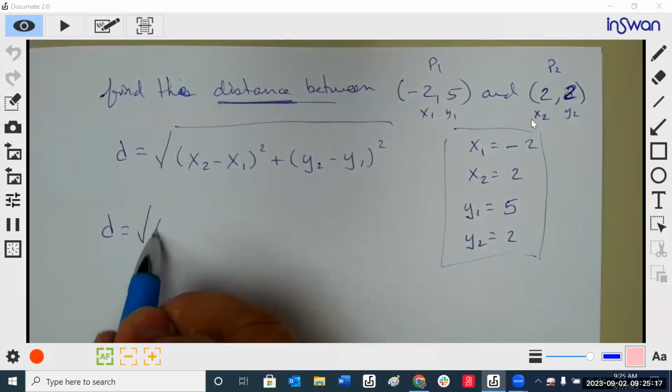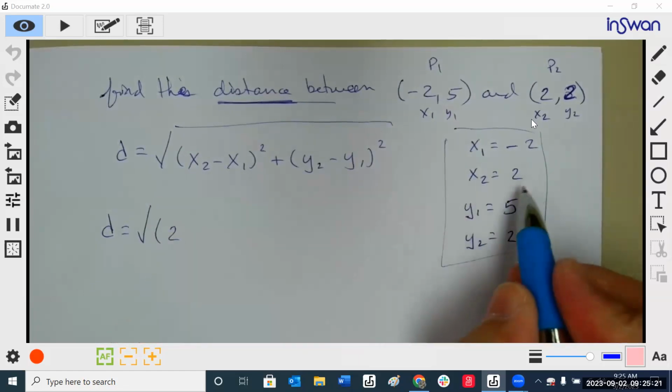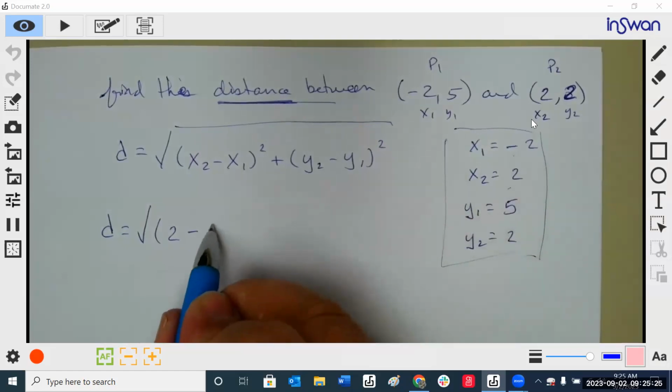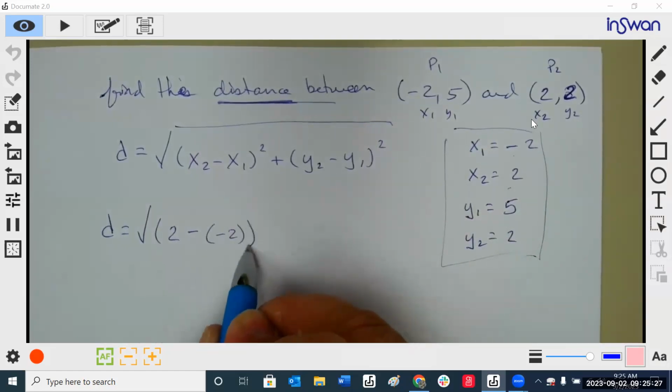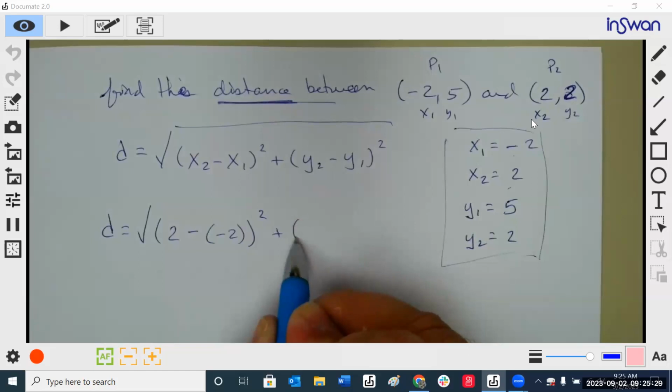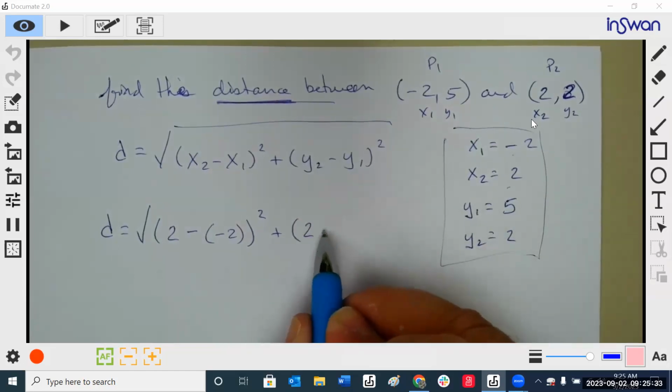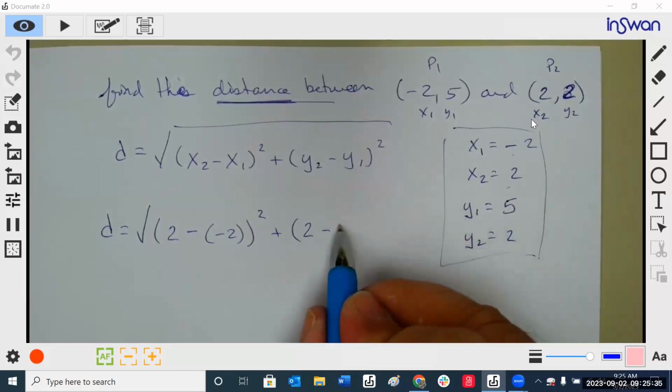Let's start plugging and playing. What is x2? X2 is 2 minus -2. We put that in parentheses. Y2 minus y1.